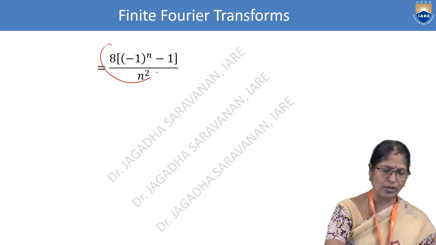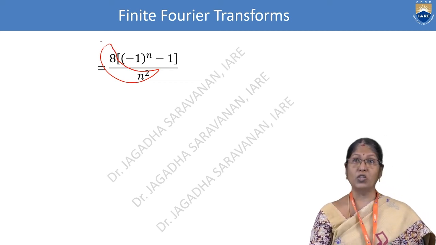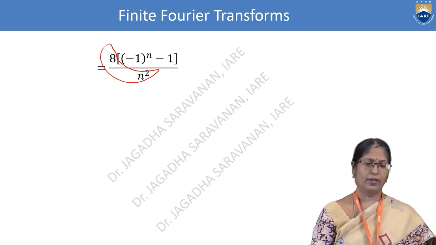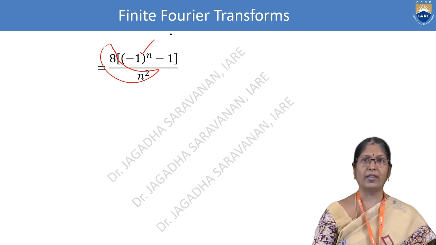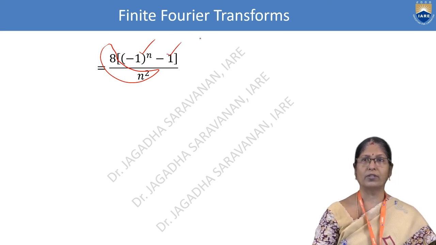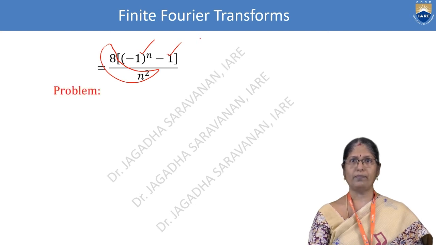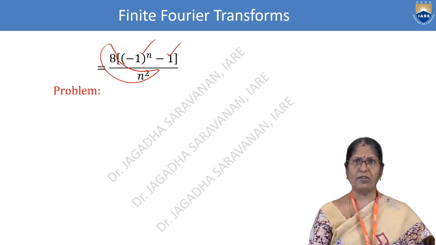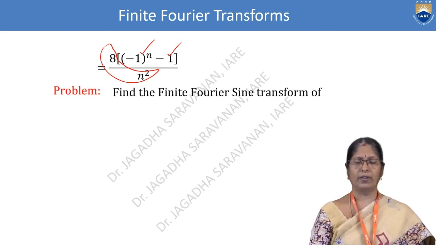So in both the terms, 8 by n square is common. The first term, the remaining is minus 1 power n. The second one is minus 1. We will concentrate on the next problem.